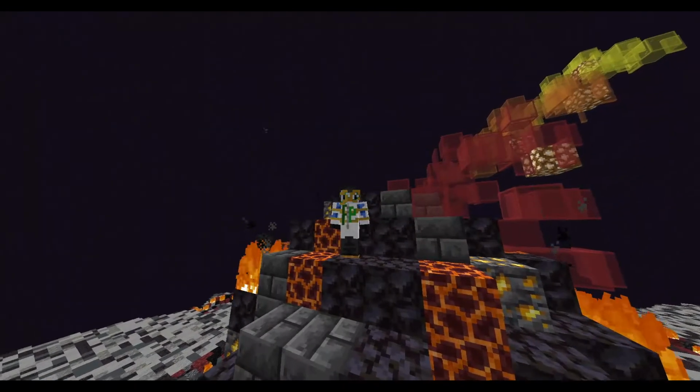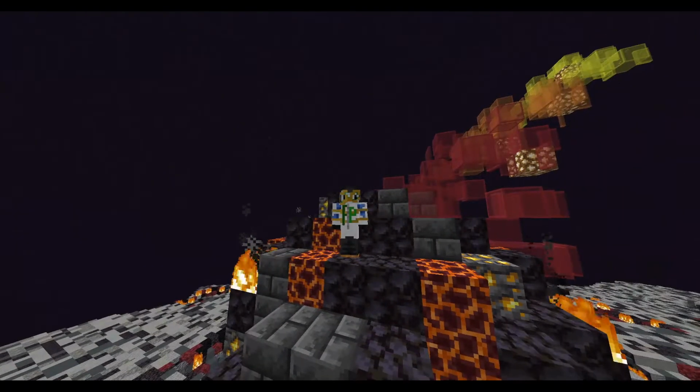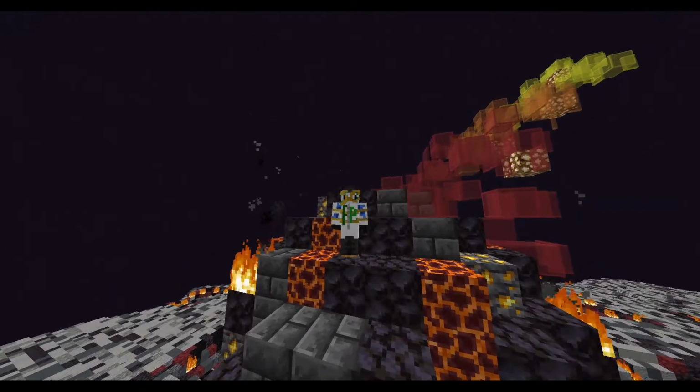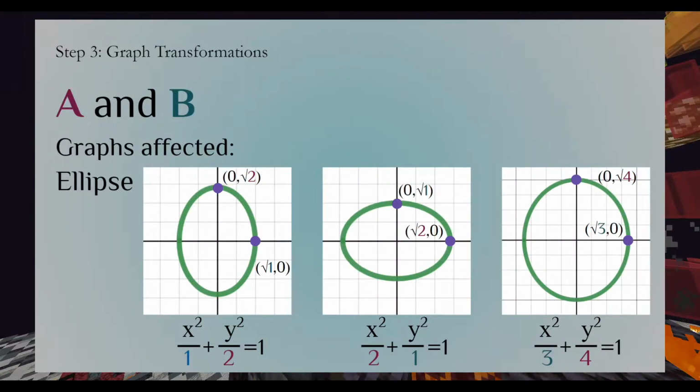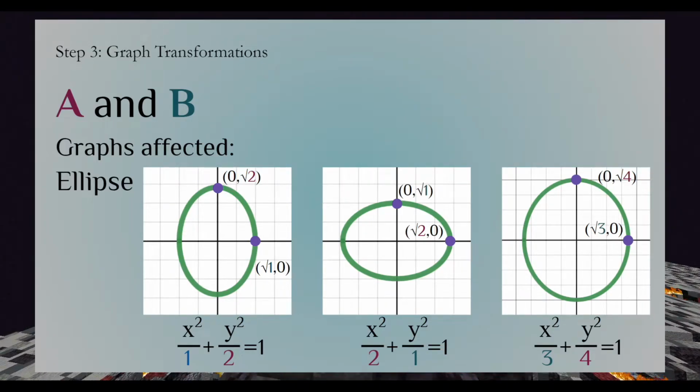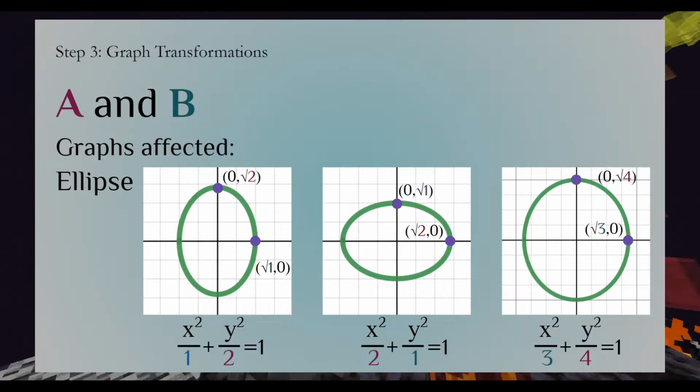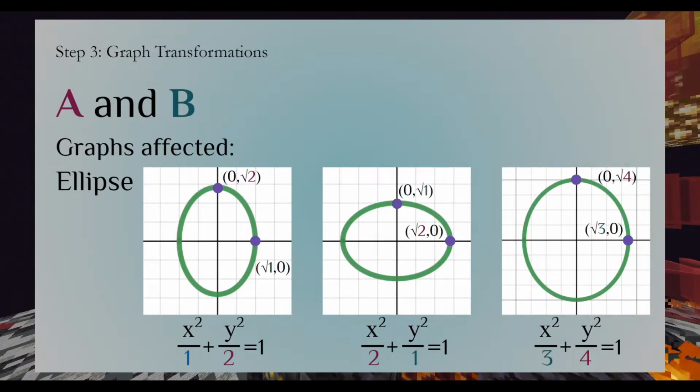So pretty much A will always be bigger than B, and whatever variable A is under will determine the major axis. For example, if A is under X, then we will have a horizontal major axis, and if A is under Y, we will have a vertical major axis. You can also increase or decrease A and B to shape the graph.